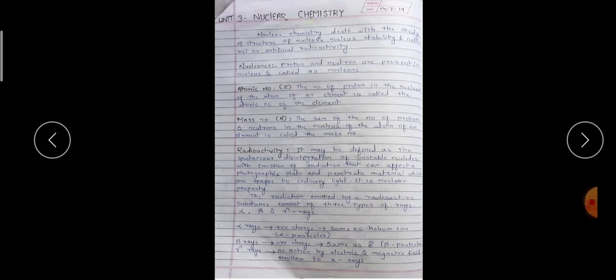And the nucleons, we have seen, the total number of protons and neutrons which are present in the nucleus are called the nucleons. It is again very important. These are the basic themes. You should know the atomic number: the total number of protons present in the nucleus of the atom of an element is called the atomic number. Then the mass number: the sum of the number of protons and neutrons in the nucleus of the atom of an element is called the mass number.